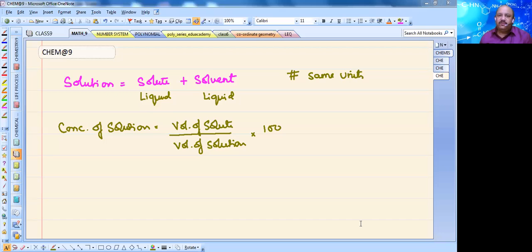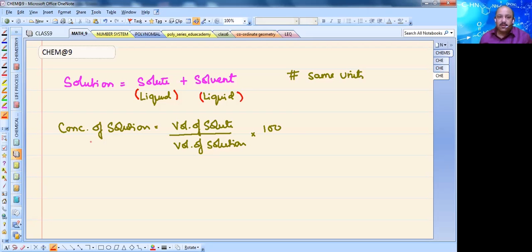Let us see today what we will do. In the last class, we have done the numerical mass by mass ratio. So we all know that solution is solvent plus solute. Solute is in smaller quantity and solvent is in larger quantity. Now let us take another example in which both the solute and the solvent are in liquid state. Both are in liquid state, but always remember the unit should be same.